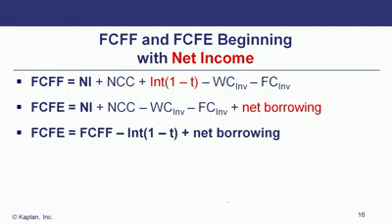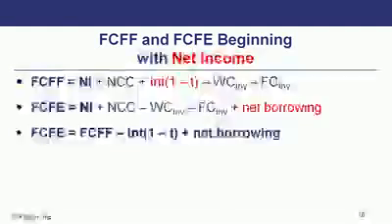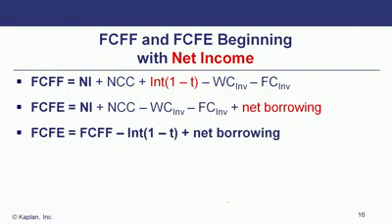So you're starting with net income. You add your non-cash charges plus your interest times 1 minus the tax rate, minus your working capital, minus your fixed capital expenditures. Then you have your free cash flow to equity. Notice you're adding back net borrowing.